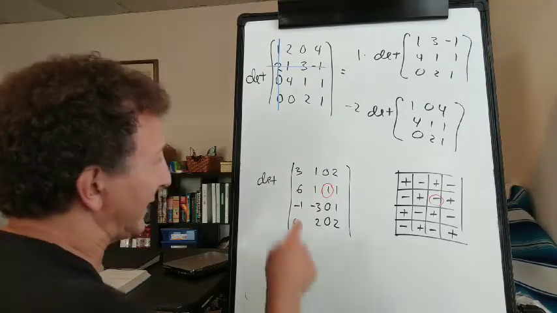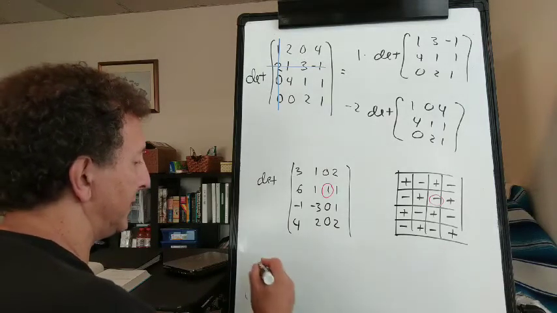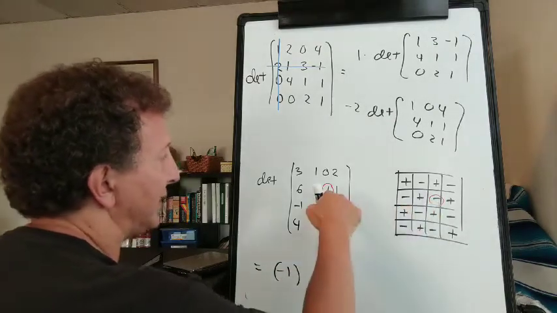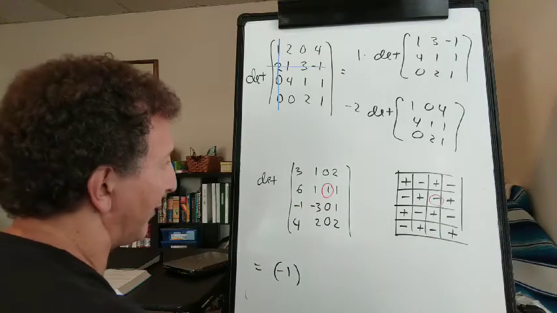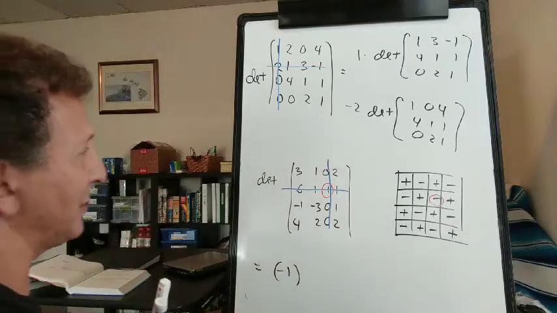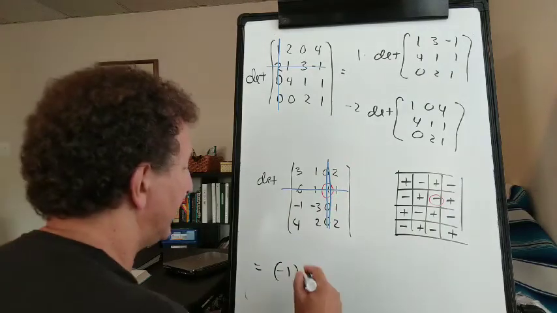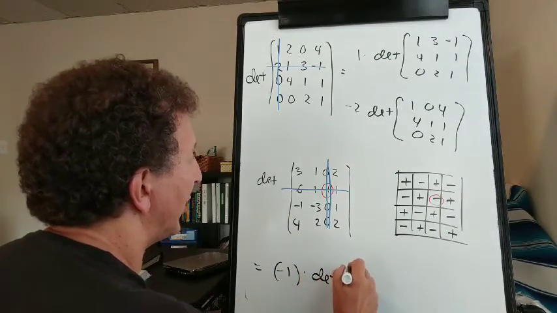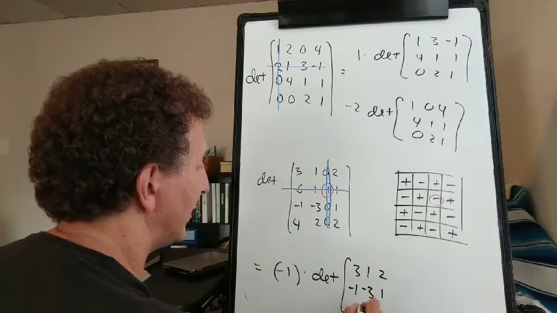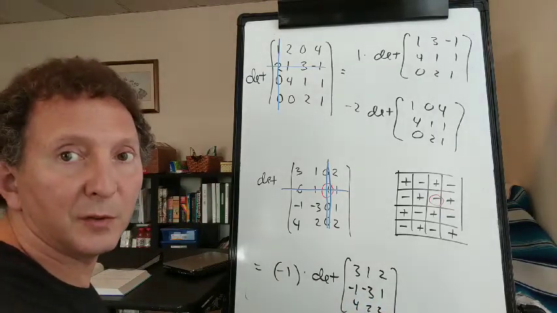So we can take the determinant of this whole matrix by making it minus 1, because of the minus sign here, times the determinant of the matrix we get by crossing out that row and that column, not necessarily the first row or first column. So negative 1 times the determinant of 3, 1, 2, negative 1, negative 3, 1, 4, 2, 2.